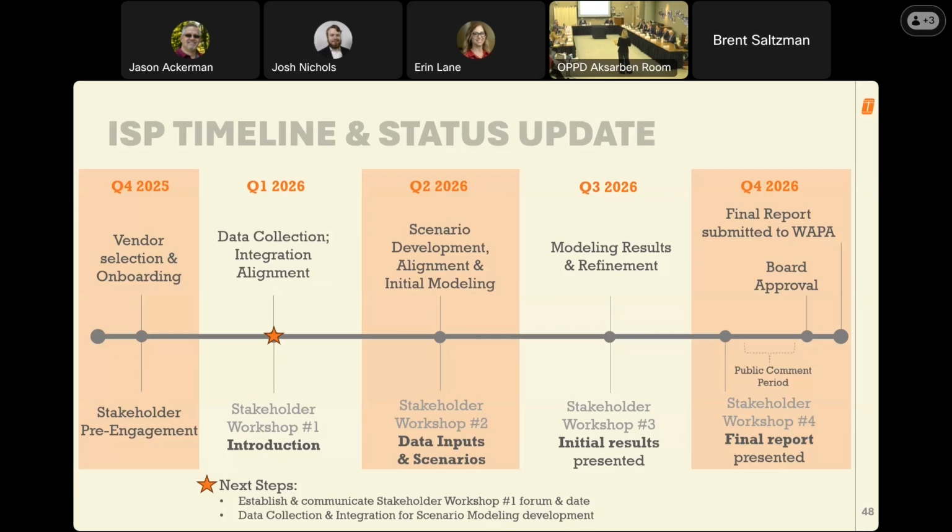We're currently in the process of data collection and alignment on what that integration looks like between the modeling and planning functions between resources, transmission and distribution. This looks to be a pretty intense process for Q1.